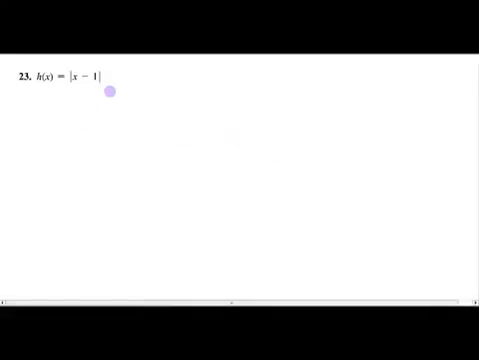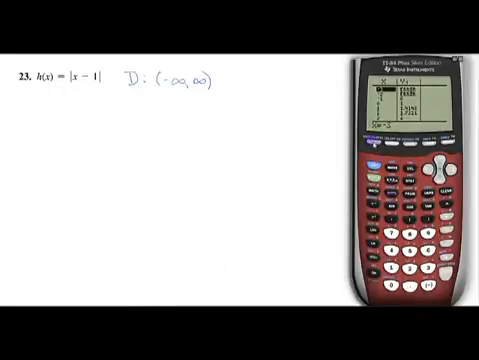Now for this kind of graph there are no restrictions. We do have absolute values, but it's not a square root and it's not a fraction. So the domain, again, will be negative infinity to infinity. Let's look at the graph here.